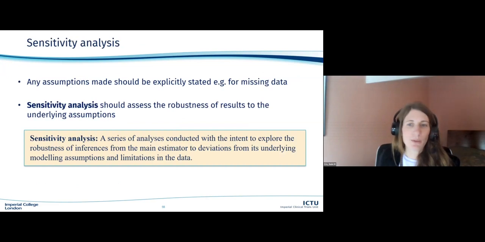Now, of course, methods of statistical analysis will typically be underpinned by certain assumptions. So in the eczema trial, a mixed model will assume any missing data is missing at random. That is, unobserved patient data will be similar to that of the observed patients in their treatment arm with similar characteristics. Now, the addendum states how sensitivity analysis should be conducted to assess the robustness of results to the underlying assumptions. And the addendum specifically defines sensitivity analysis as a series of analyses conducted with the intent to explore the robustness of inferences from the main estimator to deviations from its underlying modelling assumptions and limitations in the data.